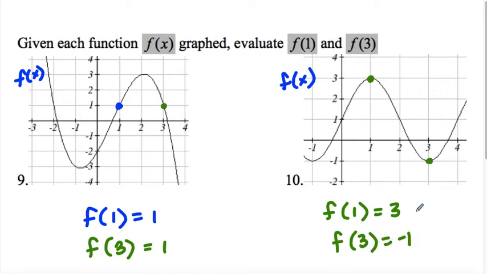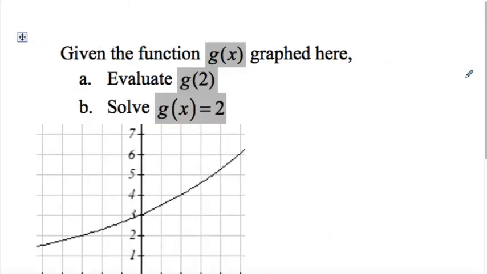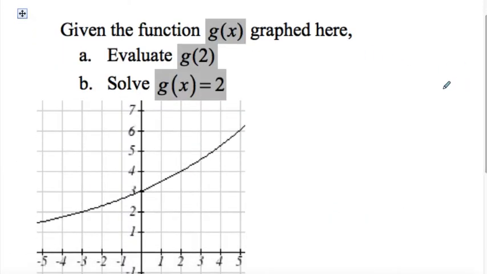All right, so hopefully you're starting to see the connection here. One last question. Here we've got this graph, this function. It kind of looks like it might be an exponential function that's been shifted, but we're not sure. Given the function g of x graphed, evaluate g at 2. So my x is 2 and it wants the y. So I go to x of 2, I find the y, which is 4, so g at 2 equals 4.